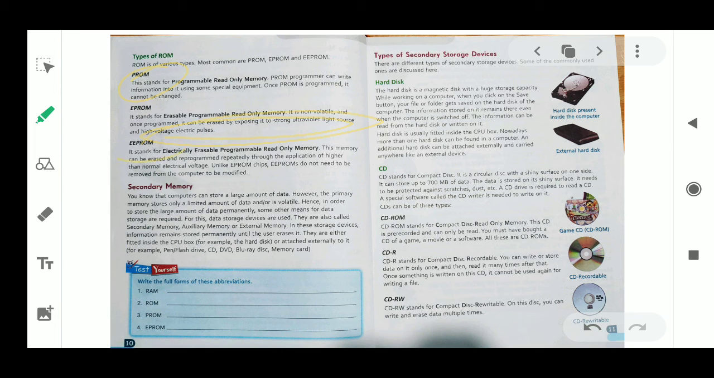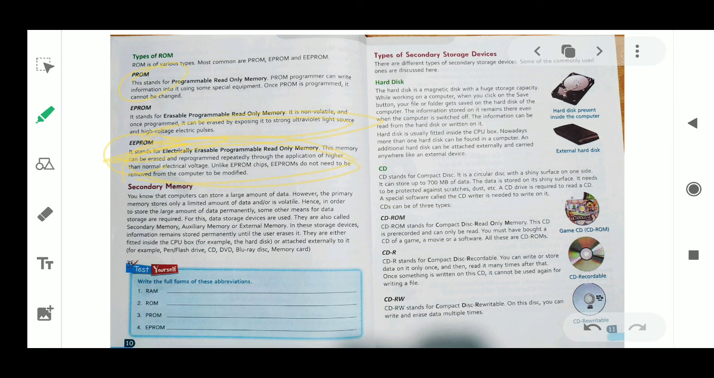And the third one is double EPROM. This memory can be erased and reprogrammed repeatedly, again and again, using higher than normal electric voltage. Unlike EPROM, double EPROMs do not need to be removed from the computer to be modified. There is no need to remove it, because we can change the program in the double EPROM again and again. But in the case of PROM, we can do it only once. Once we write, you cannot write anything else.